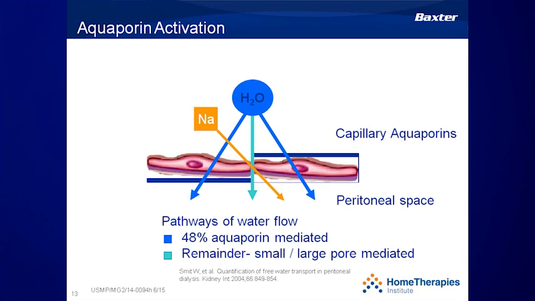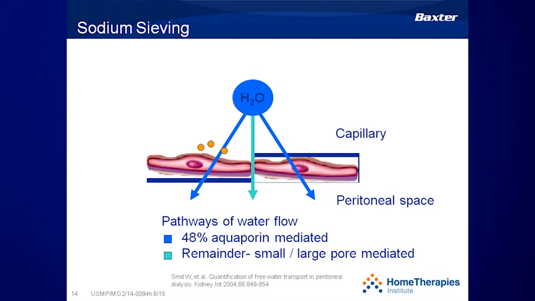Seen at the bottom, water flow is approximately 50% across the aquaporins and 50% across the capillary small and large pores. Sodium movement, however, does not move across the capillary aquaporins and only occurs across the pores, mainly the more numerous small pores. The sodium is held back by the aquaporins, being specific only to water molecules. As sodium is held back, as shown here, it is sieved by the peritoneal capillary aquaporins. This is called sodium sieving, the movement of water across the aquaporin, but sodium held back to remain in the plasma. Again, sodium sieving.